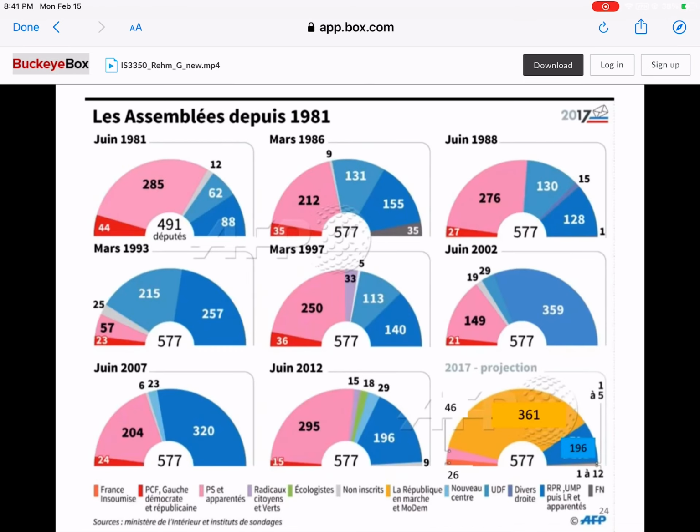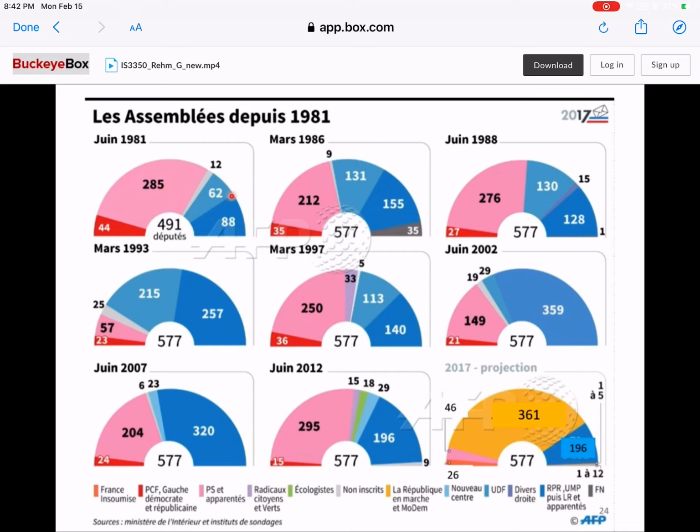Just to show you how extraordinary the election result from 2017 was, here are the assembly election results since 1981. You see the two big parties are essentially the PS, the Socialist Party, which is a Social Democratic Party, and then the conservative parties.